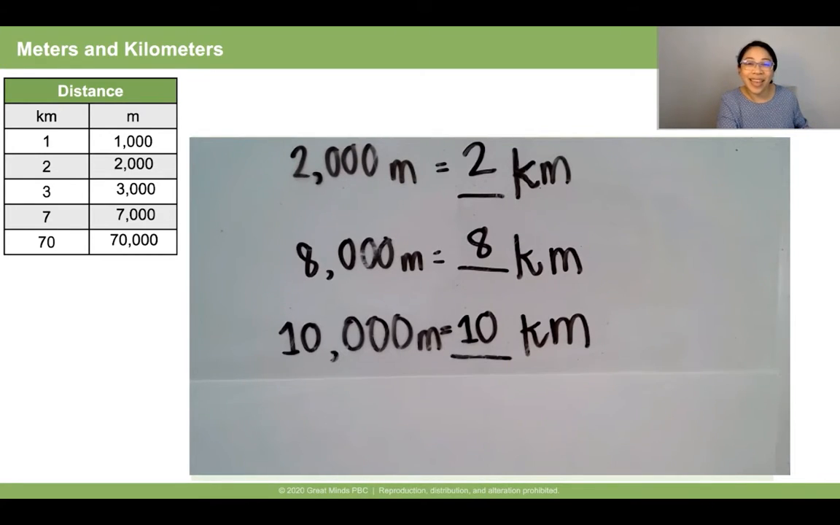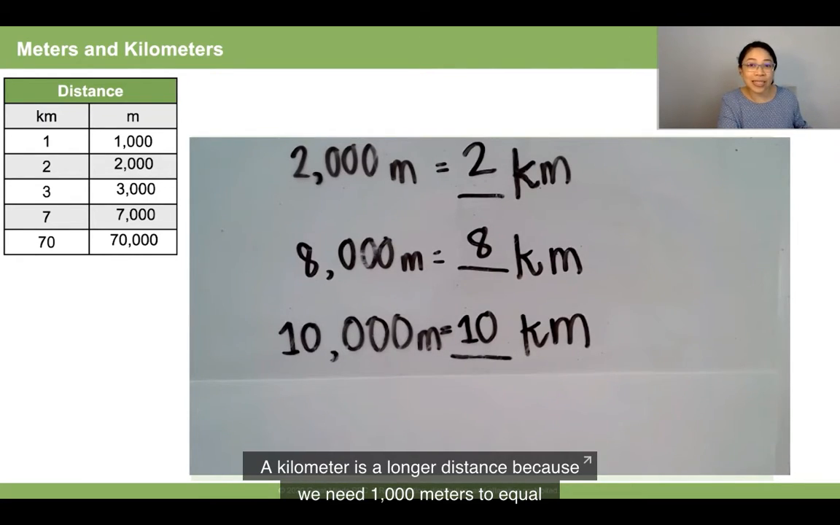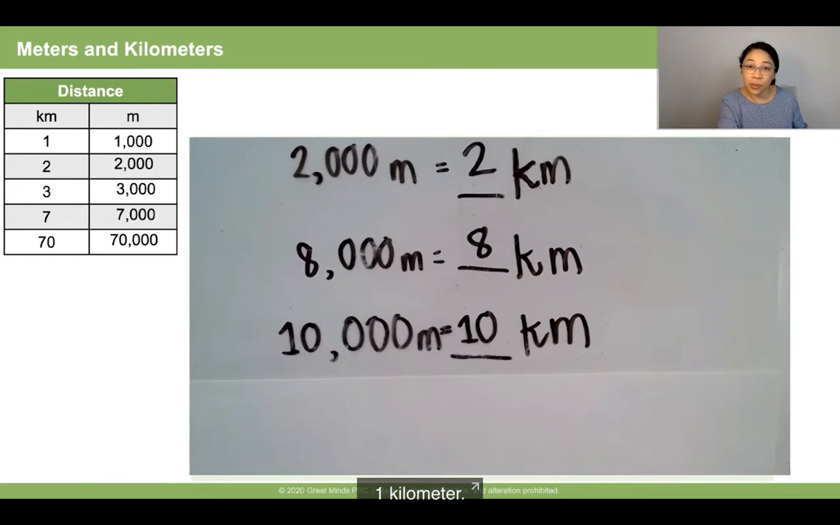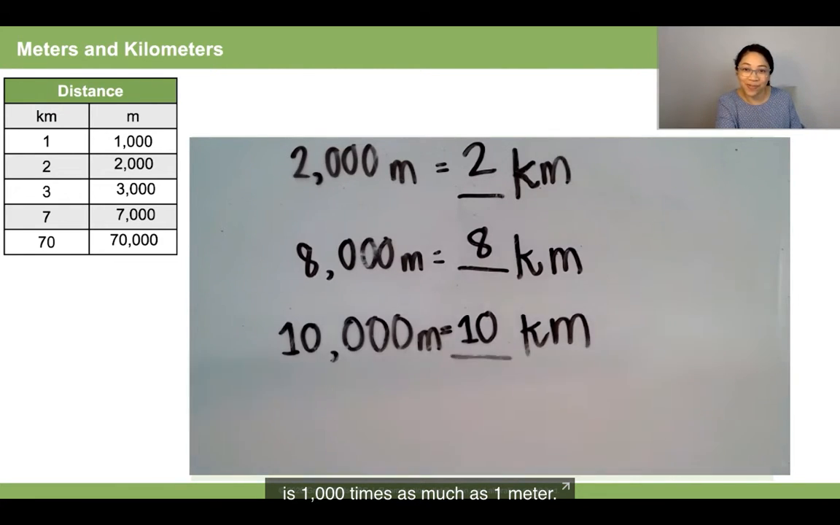Okay. Let's take a moment to compare kilometers and meters. A kilometer is a longer distance because we need 1,000 meters to equal 1 kilometer. We can also say that 1 kilometer is 1,000 times as much as 1 meter.